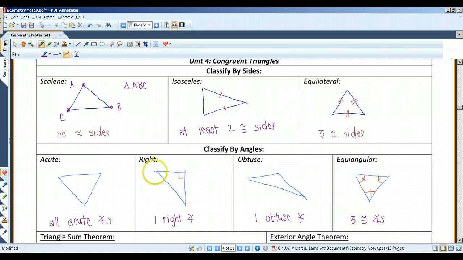Okay? So frequently you'll find that a question will ask you to classify a triangle by both its sides and its angles, in which case you need to give me one of these labels and one of these labels, so two answers. So you need to be very careful. If they say classify a triangle by its sides, don't give me one of these, or if I say classify a triangle by its angles, don't give me one of these. Make sure you know what the label means before you use it.